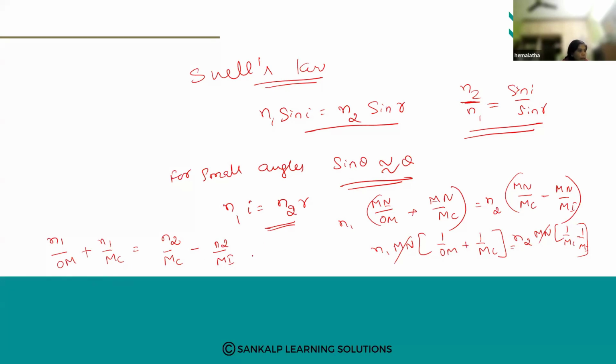Okay, so n1 divided by om plus n2 divided by mi is equal to n2 minus n1 divided by how much? It is mc. mc is nothing but C and m, that is nothing but r. Okay, everything is here only. So n1 divided by u, correct or not? n1 divided by minus u, because om is minus u. So n1 divided by minus u plus n1 divided by v.